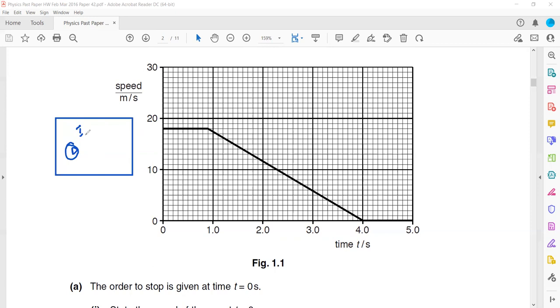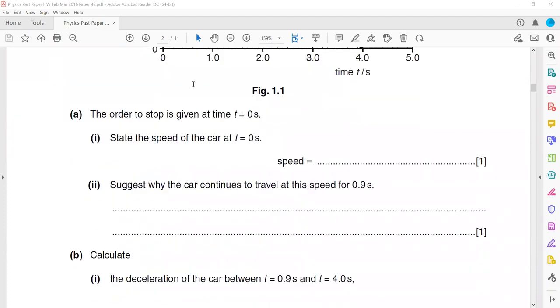Same thing, when the instructor orders this driver to stop the car, the driver will not immediately react to the instruction. He will take time to react, and while he's taking time to react, the car continues to move with that constant speed. So in this part, because the driver is taking time to react, the car continues to move. And this is the point where the driver applies the brake, and that's why the car slows down.